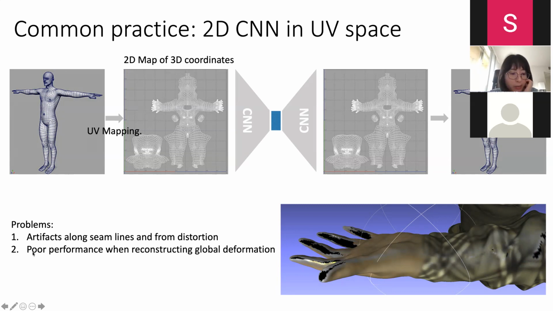And the second problem is that through experiments, we found that if we do this kind of autoencoder, the network can learn the local features, for example, the local structure on the surface. However, it has very poor performance when trying to reconstruct some global deformation. For example, if the human has a big deformation on the arm, like lifting the arm or putting down the arm, then this kind of structure has very poor performance.